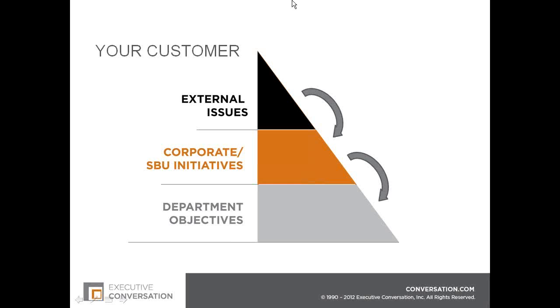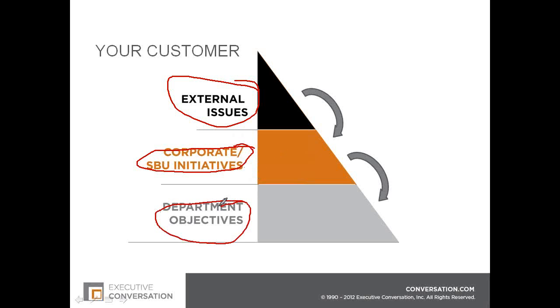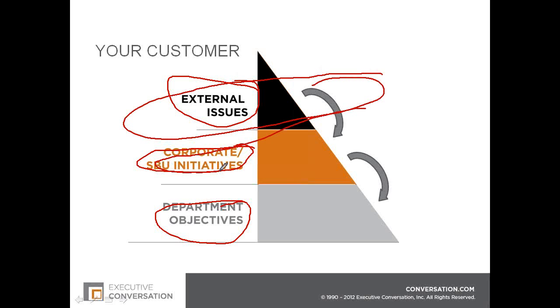They're the ones that are facing these external issues, the things they can't control. They're the ones that are going to be held by the board of directors to these initiatives, to these SBU initiatives, to these marks, these metrics. And at the bottom level, the departments will get involved. You want to play here. You want to play here. Your life is miserable when you play at the department level.